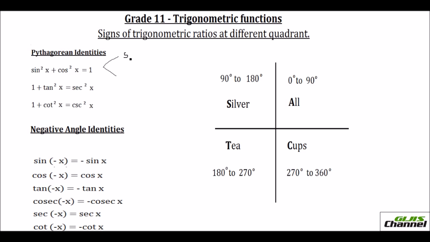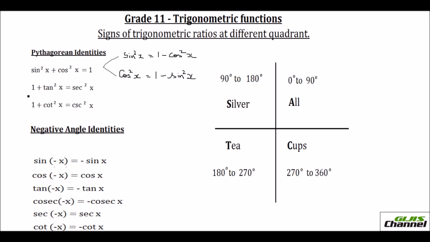Your sine square x is equal to 1 minus cos square x, right? And similarly your cos square x would be 1 minus sine square x, okay? So you can use these two formulas too in the problems.